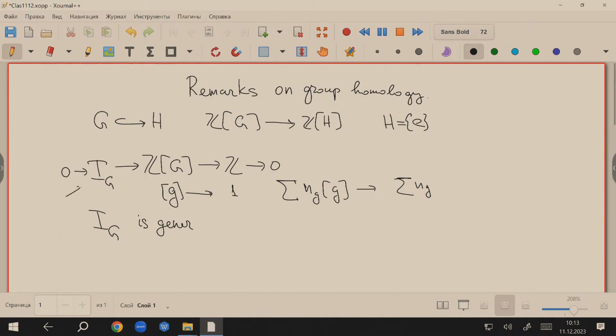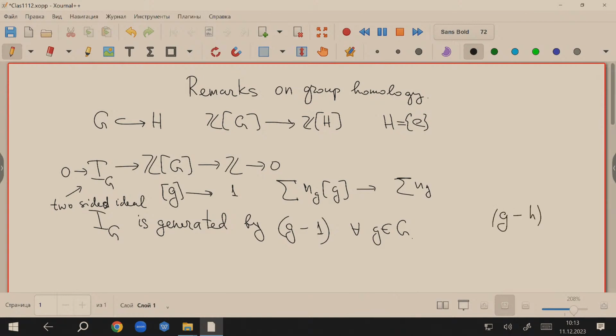So this is two-sided, and it is generated by the elements of the form g minus 1, for any g that belongs to G. That means that you are allowed to multiply this from the left side. So actually this can also be viewed as the ideal generated by any difference of two elements, but this set of generators is of course enough.